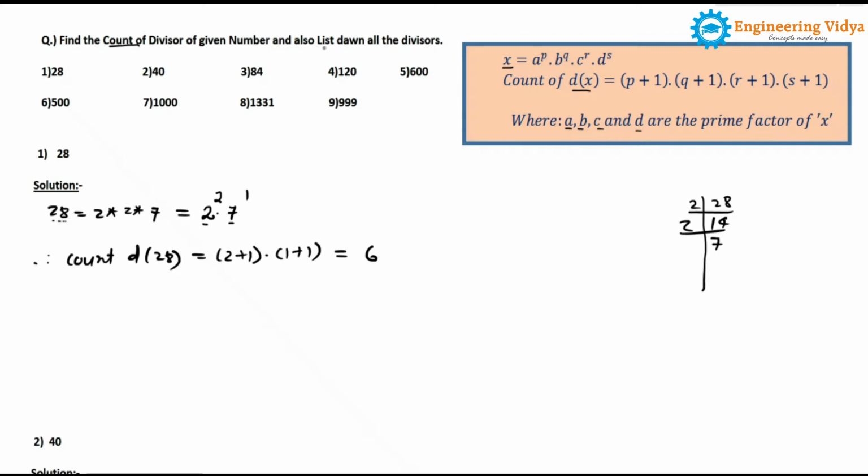Now they are saying, and also list down all the divisors. And what are those numbers that can divide 28? Again we'll have to write them. So to do that, what will we do over here now? Here we have 28, right? So the divisors of 28 will be, first of all, every number is divisible by 1 as well as itself, right? So here we have to find the divisors of 28. So 28 will be divided by 1 as well as 28 itself.